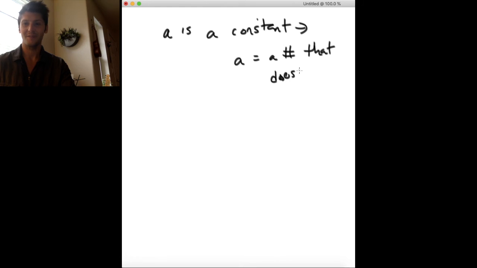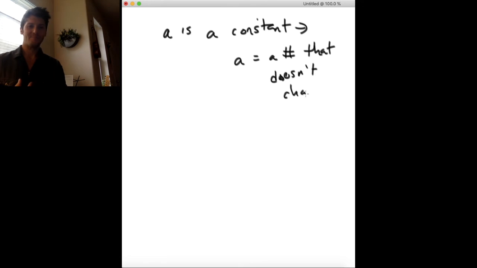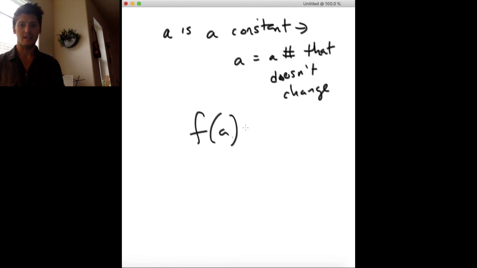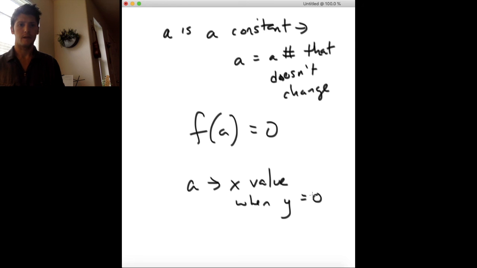My handwriting is really bad today. Okay, so look, all that means if they say f of a equals 0 is that a is an x value when y equals 0. All right, and there's 3 spots where that happens: 2, 4, and 8.